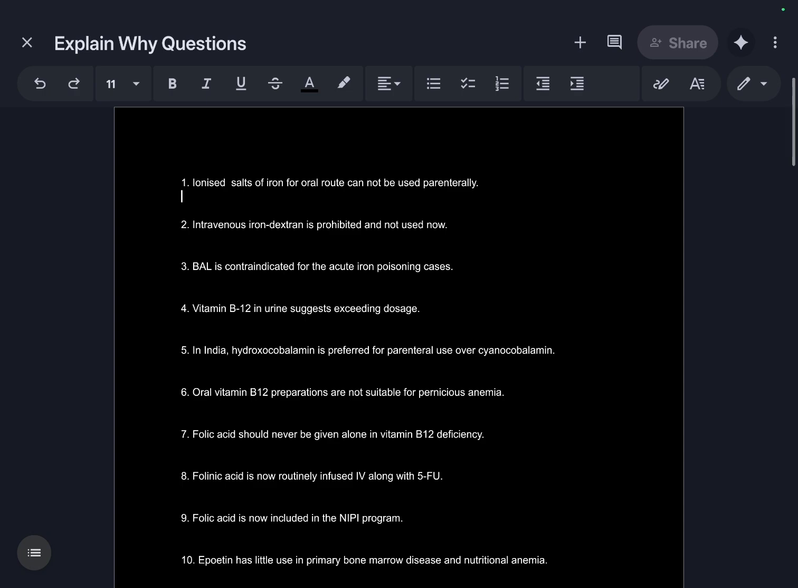So the answer is oral iron preparations are simple ionized salts. If these ionized salts are injected directly into the blood or muscle, they immediately release massive amounts of free elemental iron. This free iron in the systemic circulation is highly toxic. It precipitates proteins, destroys tissues, and causes fatal cardiovascular collapse. So that's why ionized salts of iron, that means the oral iron preparations, cannot be used parenterally.